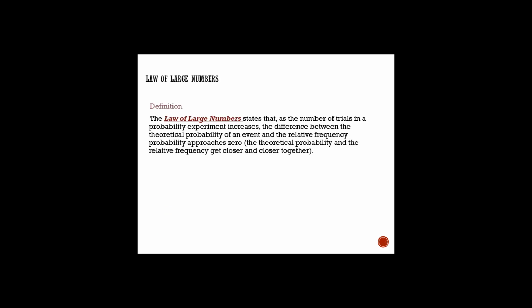Now we have a very important law or concept that I want you to understand. It's called the law of large numbers. This states that as the number of trials in a probability experiment increases, the difference between the theoretical probability of an event and the relative frequency probability approaches 0. The theoretical probability and the relative frequency in this case would get closer and closer together.